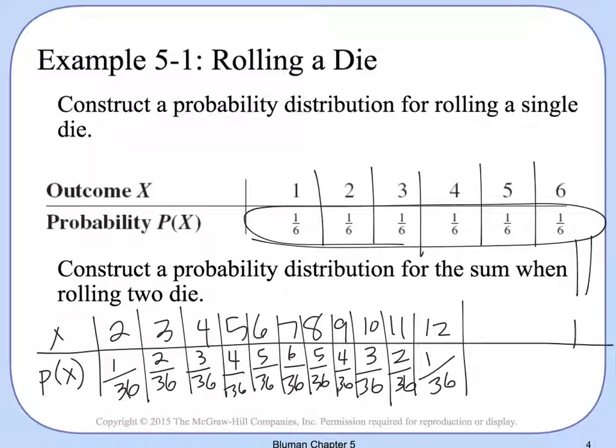If I was a betting person, what would I bet? 7. You're going to bet that you're going to roll 7 because that has the most chance.